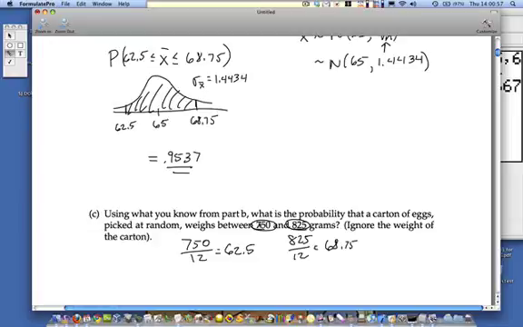It's the same question. I'm just asking you the probability for the total weight of the carton, not the average weight. So that's the difference. Answers to B and C will be the same.